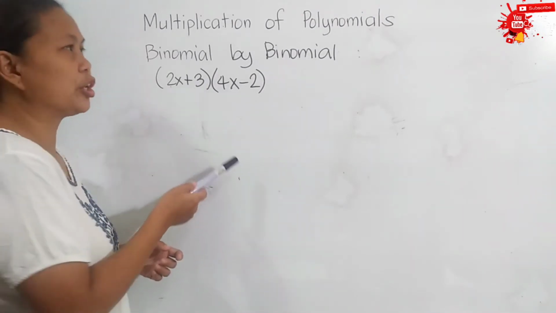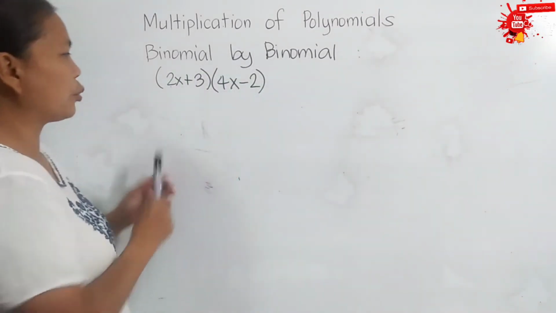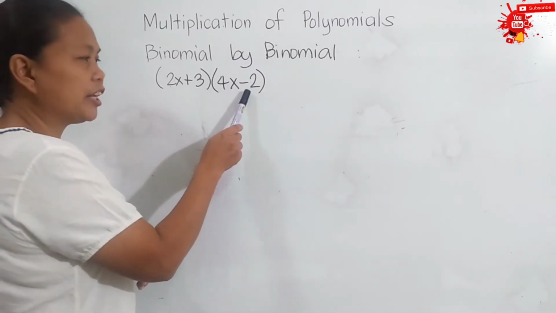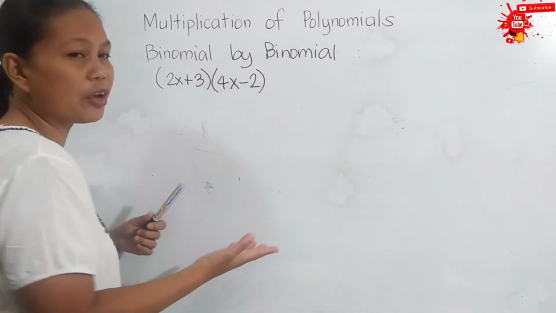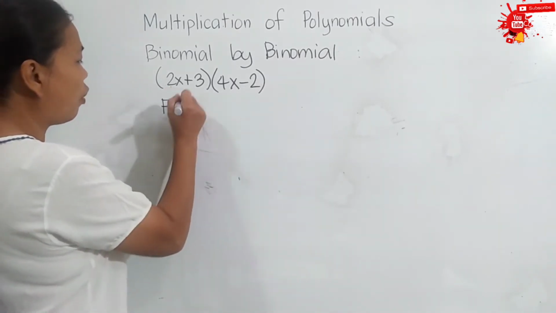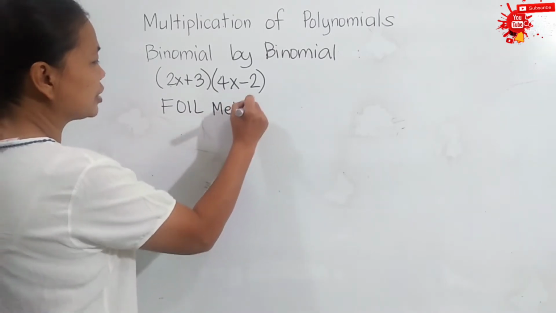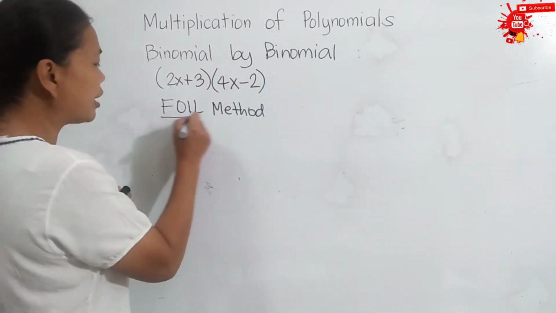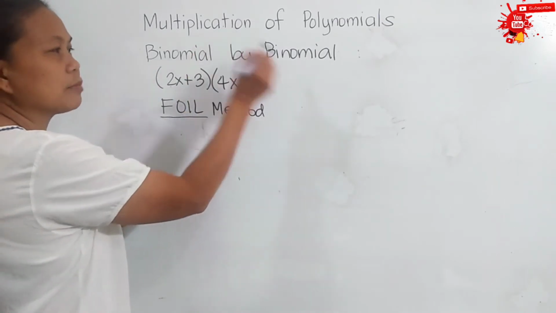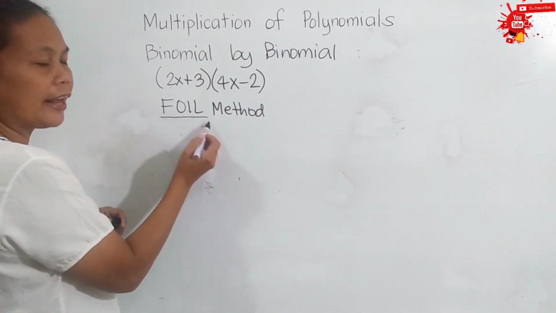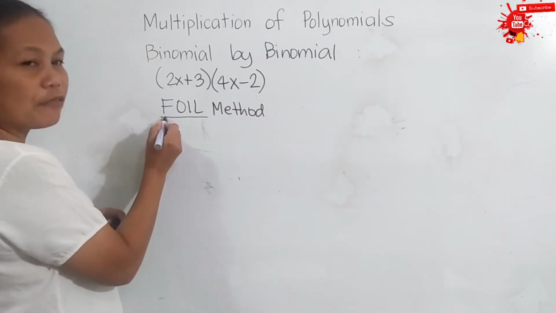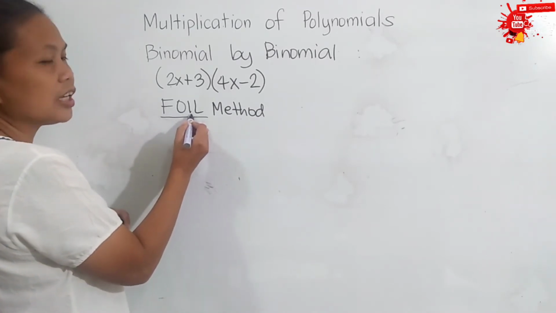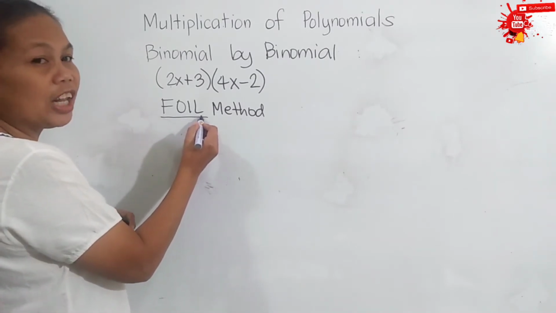Now let us have multiplication of binomial by binomial. So we have here the first binomial, which is 2x plus 3, and the second one, we have 4x minus 2. So we have a different way of multiplying this, by using the FOIL method. We can use the FOIL method in multiplication of binomial by binomial. But take note, we can only use the FOIL method for binomial times binomial. So what do we mean by FOIL? F is for the first terms, O is for the outer terms, I is for inner terms, and L for last terms.